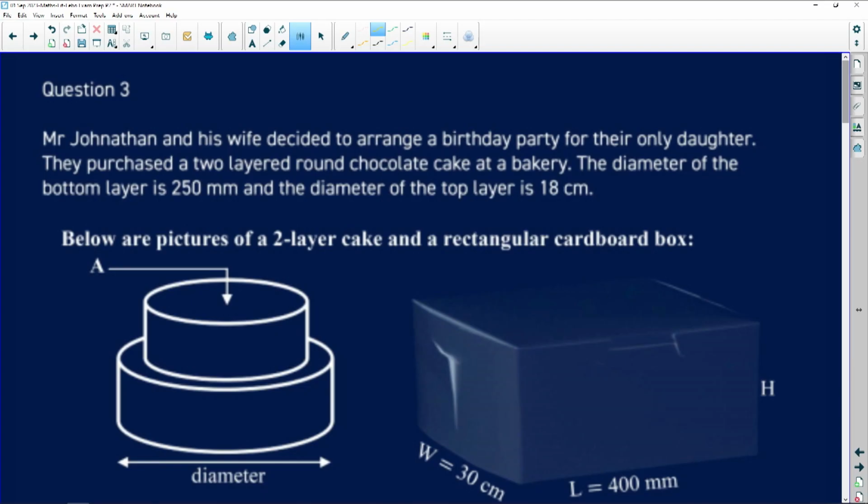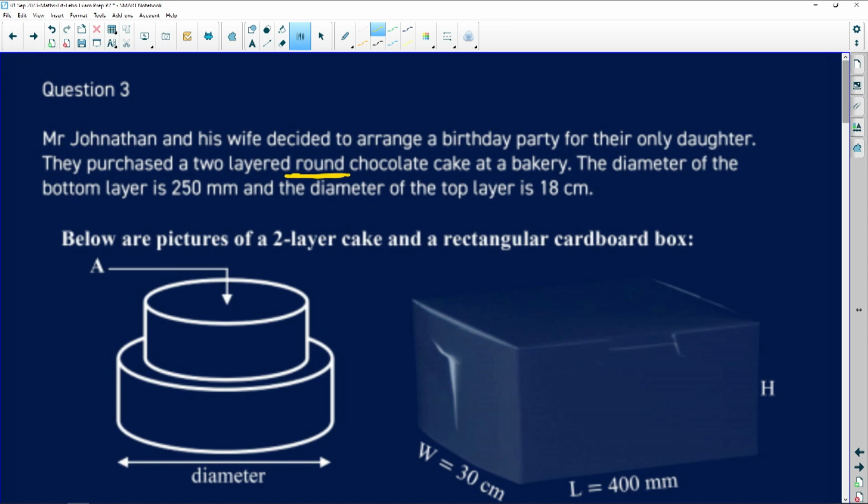So let's look at the question that I have in front of me that is going to help us go through every single thing we need to know. Mr. Jonathan and his wife decided to arrange a birthday party for their only daughter. They purchased a 2-layered round chocolate cake. So already I know I'm going to be working with a circle here.